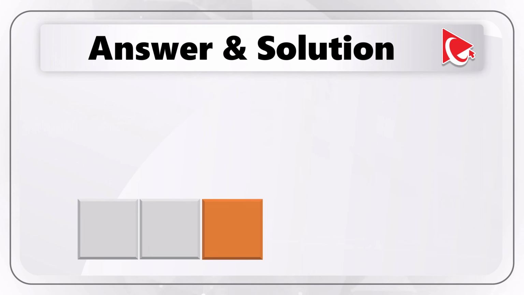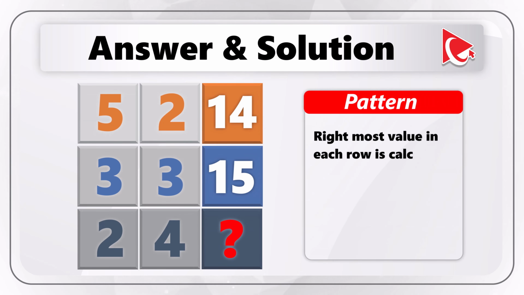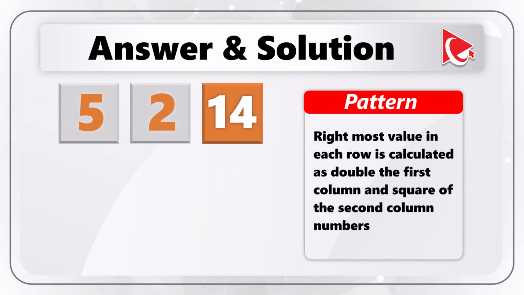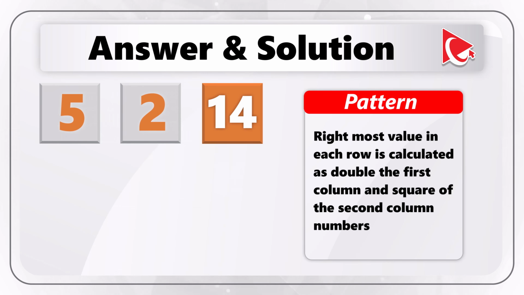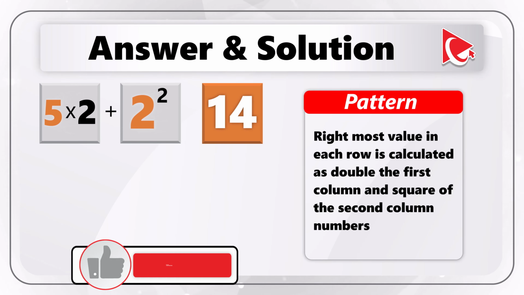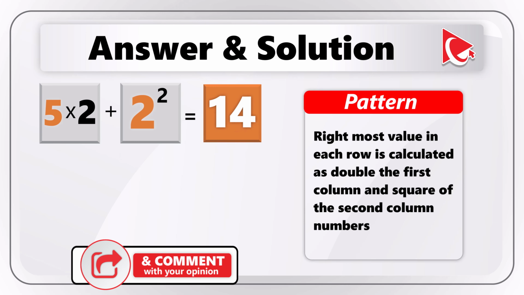I think the pattern here is that the rightmost value in each row is calculated as double the first column's value plus the square of the second column's number. Let's look at the example. For the first row, the calculation is 5 multiplied by 2 plus 2 squared, which equals 10 plus 4, and the end result is 14.